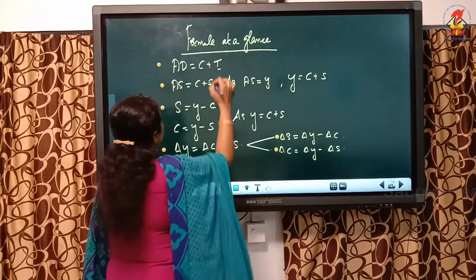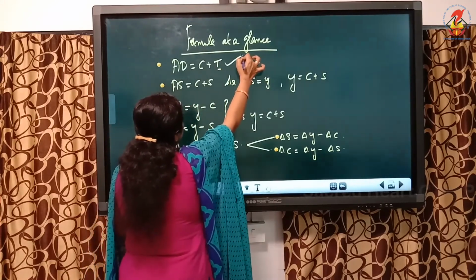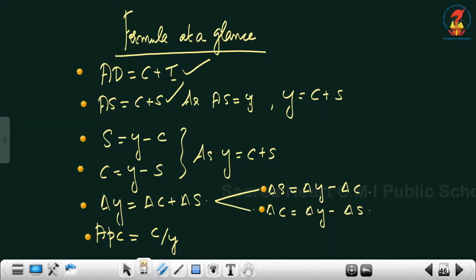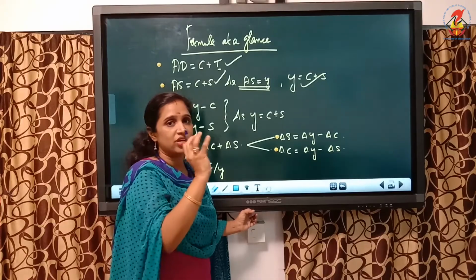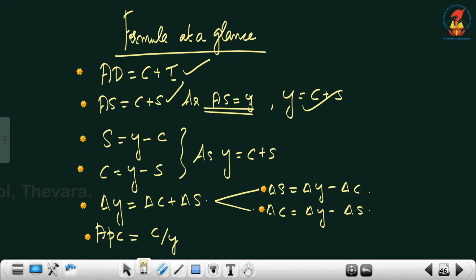The first one that you have learned is AD = C + I. Next formula, aggregate supply AS = C + S. As AS is equal to Y, Y can be written as C + S. Try to recollect all the topics that you have learned and work out the formulas which I am showing here. Next, S = Y − C and C = Y − S, because you have the equation Y = C + S. From this equation you can find C. C = Y − S and S = Y − C.